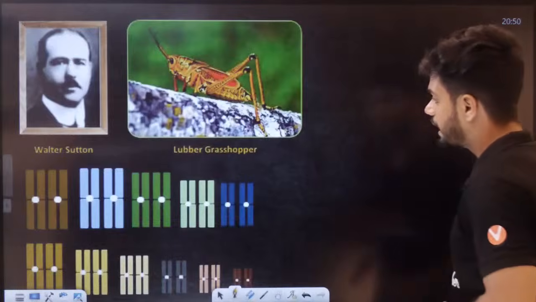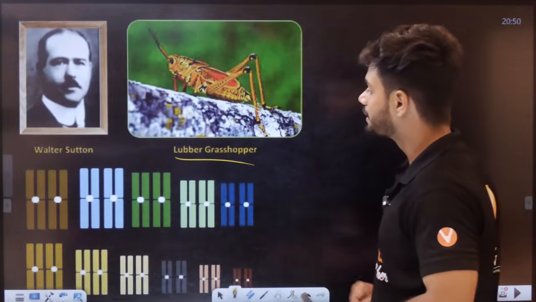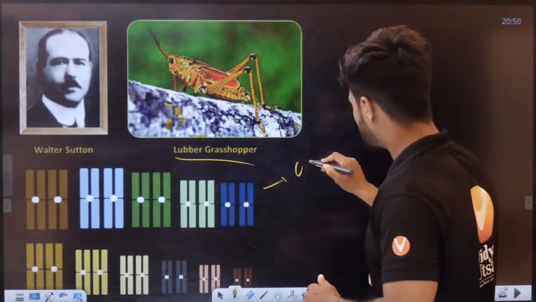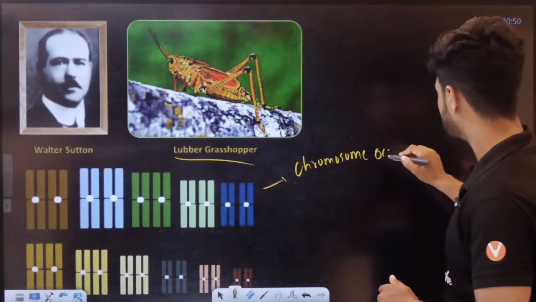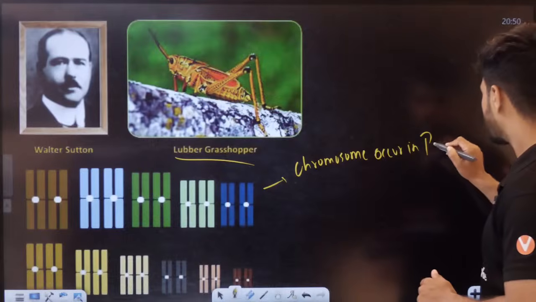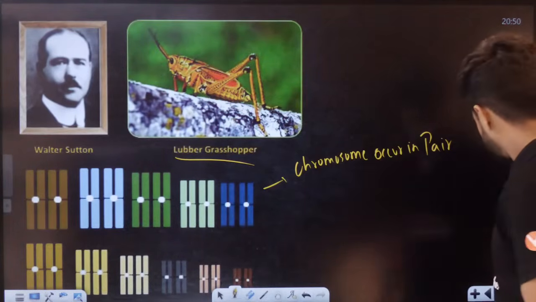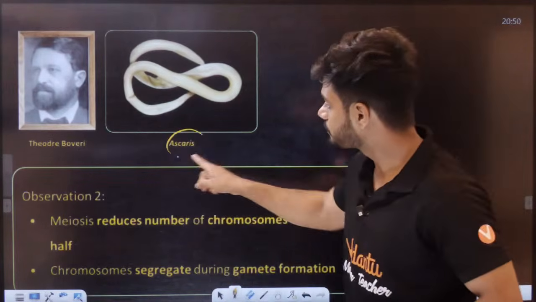Here we have Walter Sutton, who worked on the lubber grasshopper. From his experiment, he observed that chromosomes occur in pairs. And then we have Theodore Boveri. He worked on Ascaris.